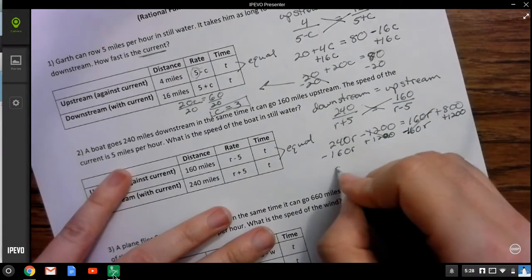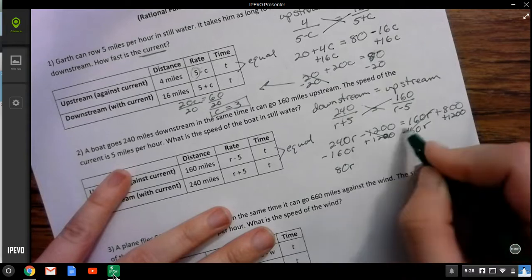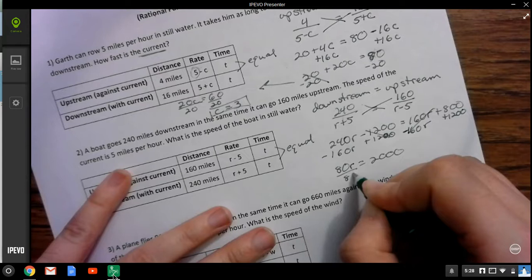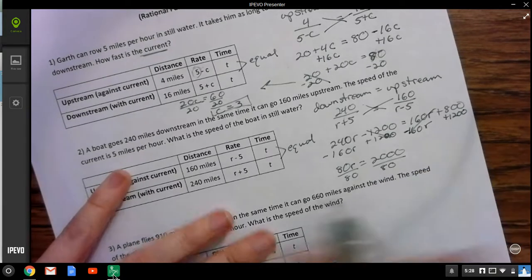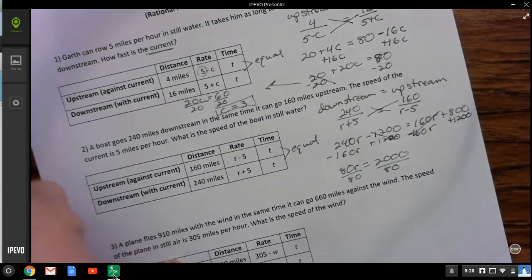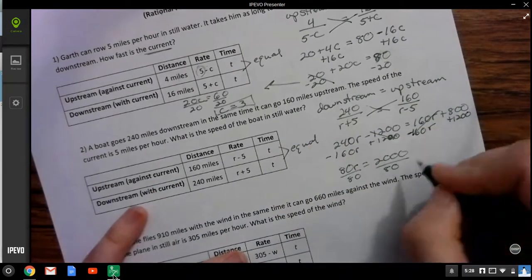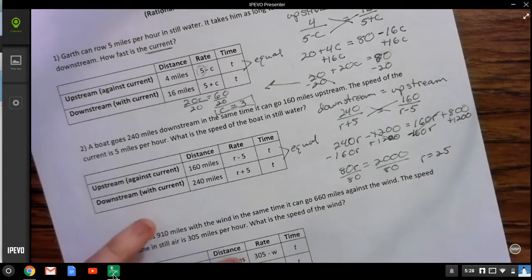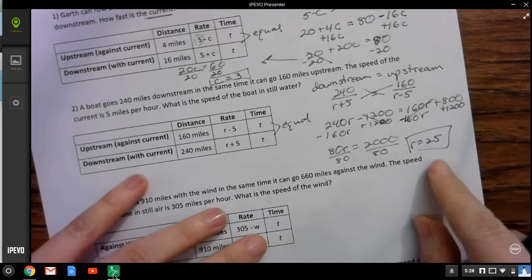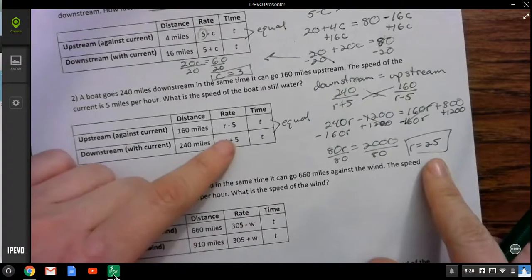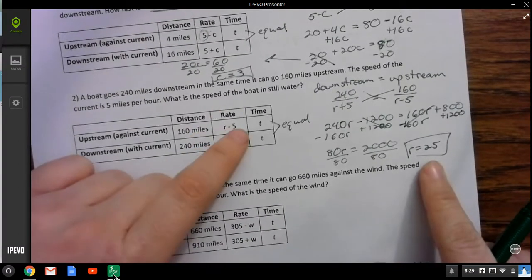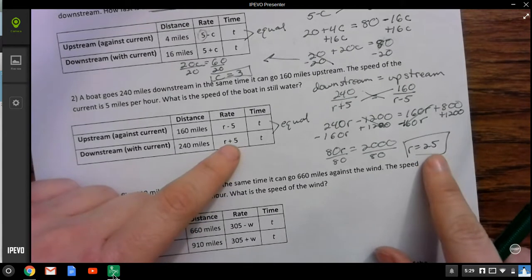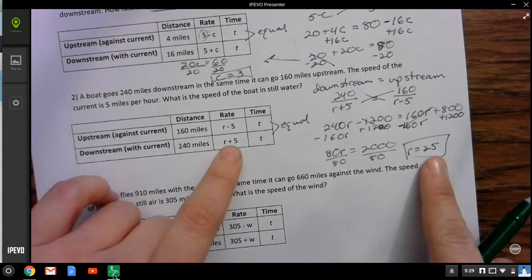So I get 80r, that got canceled, equals 2000 divided by 80. So when I divide this, I get that r equals 25. That means this boat is trying to go 25 miles an hour. And for part of the time, the current is fighting against it and making it go only 20. Whereas the rest of the way, the current is helping it along and actually making it go 30 miles an hour.